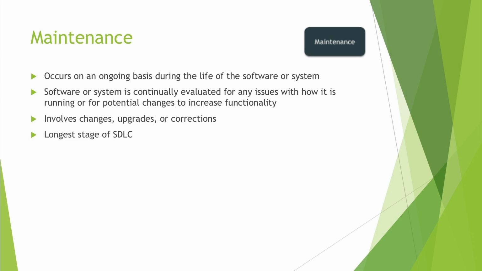And the final stage of SDLC, at least before you cycle around and begin it again, is maintenance. Maintenance occurs on an ongoing basis during the entire life of the software or system. So while the software system is being used, it's continually being evaluated for any issues with how it's running or for any potential changes that are required by the business or that may enhance the functionality. So these changes can also involve just changes to functionality, upgrades, or corrections.